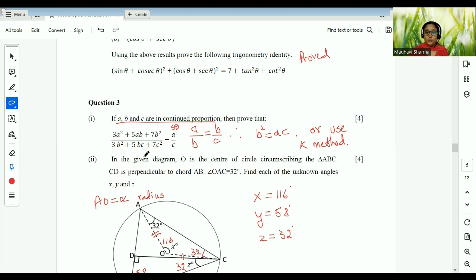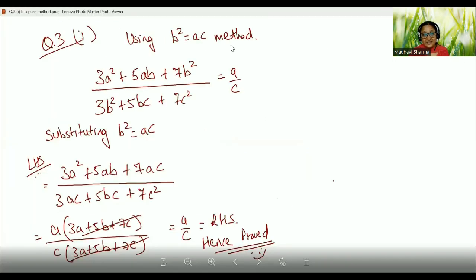Let me first show you, maybe B square is equal to AC. Children, this is the easiest method. Using the B square is equal to AC method, I simply substituted 7B square as 7AC, and 3B square as 3AC. Only 2 steps. In the numerator, A is common. In the denominator, C is common. Cancel it and you get RHS.